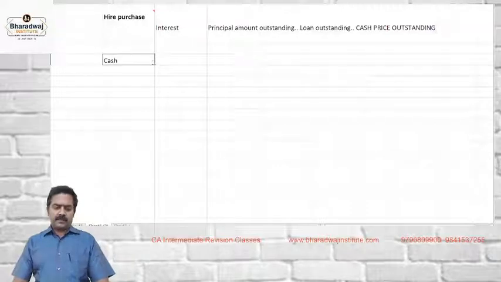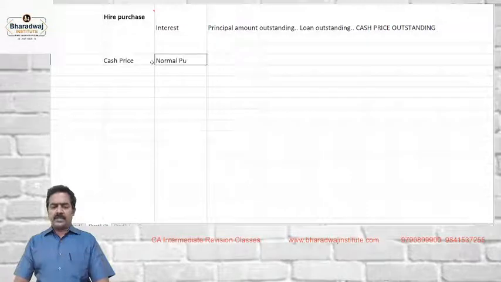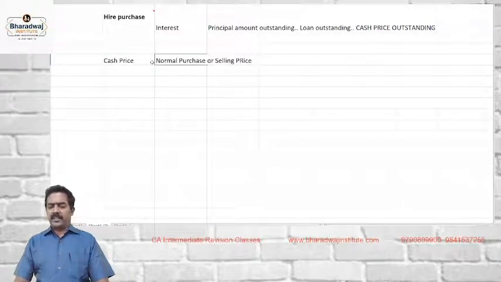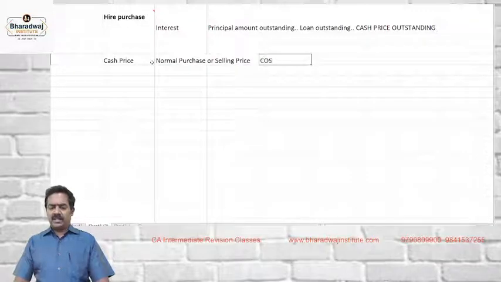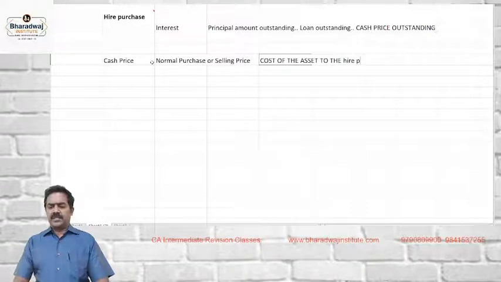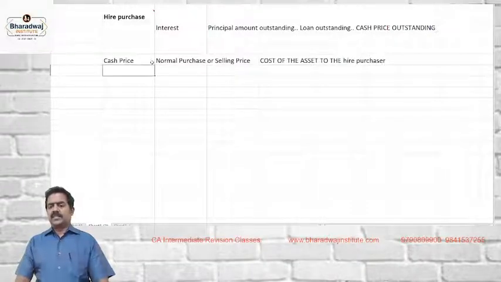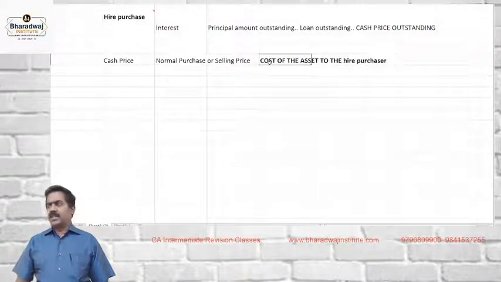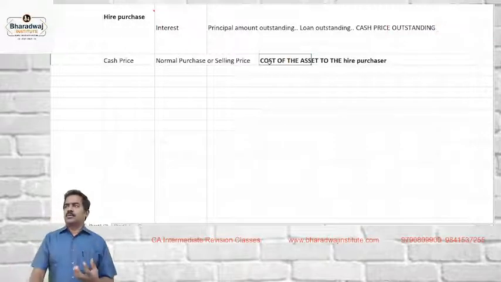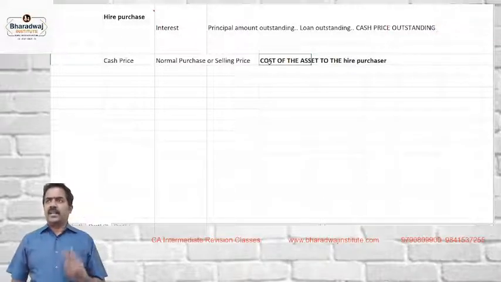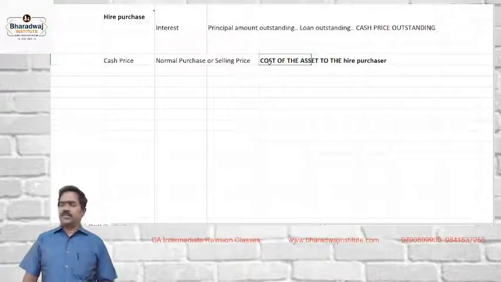There are certain terms you use. Cash price. What do you mean by cash price? That is the normal purchase or selling price of the asset. That is the cost of the asset to the hire purchaser. For example, in the ordinary course of business, when I buy an asset for 10 lakhs, that is the cost of the asset for me.